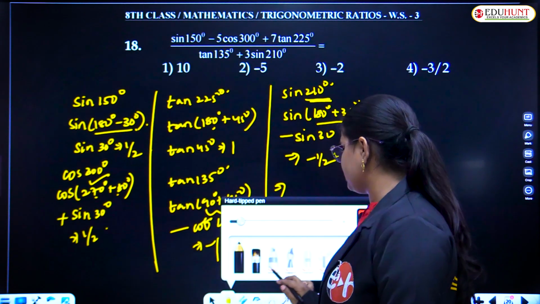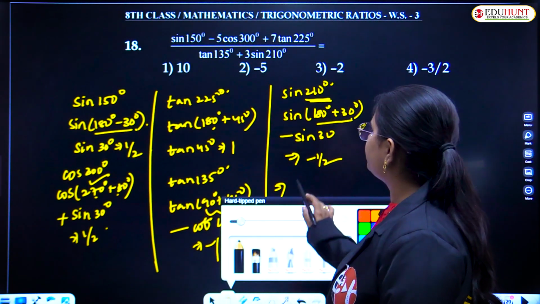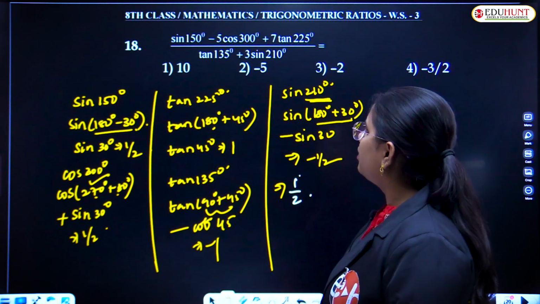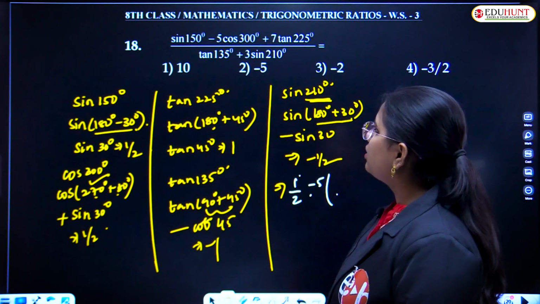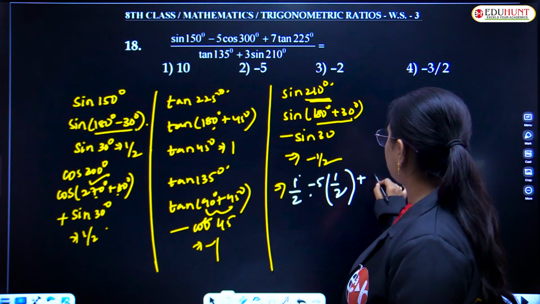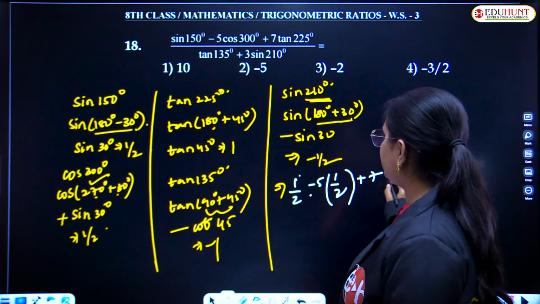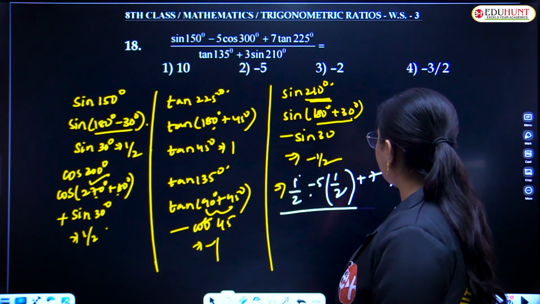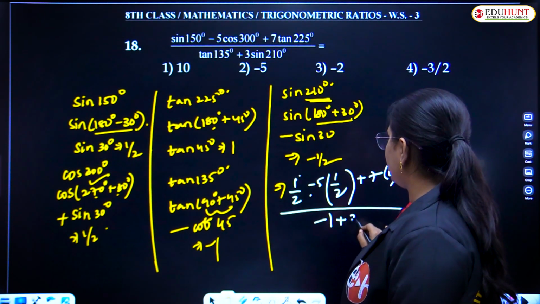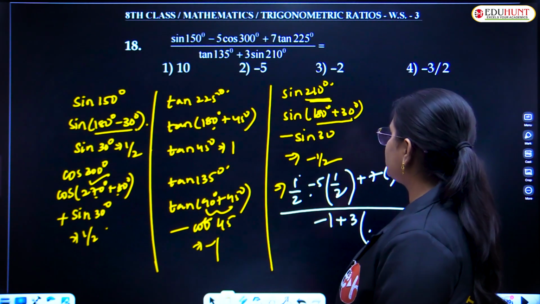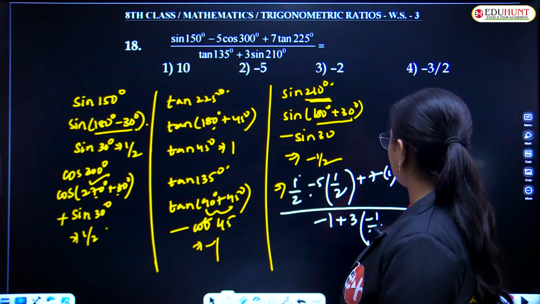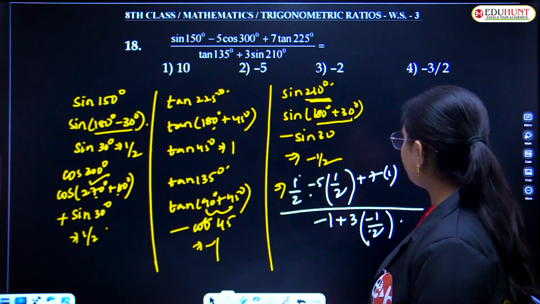Let's substitute all the values in the question. First one, sine 150, which is 1 by 2. Next, minus 5 into cos 300, which is again 1 by 2. Next, plus 7 into tan 225 value is 1, whole divided by tan 135 value is minus 1, plus 3 into sine 210 degree, which is plus 3 into minus 1 by 2. Correct? So let's simplify together.